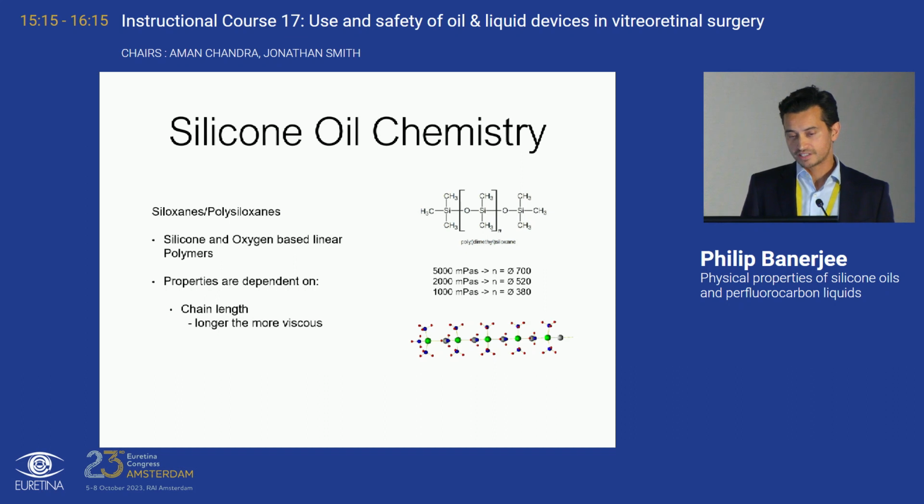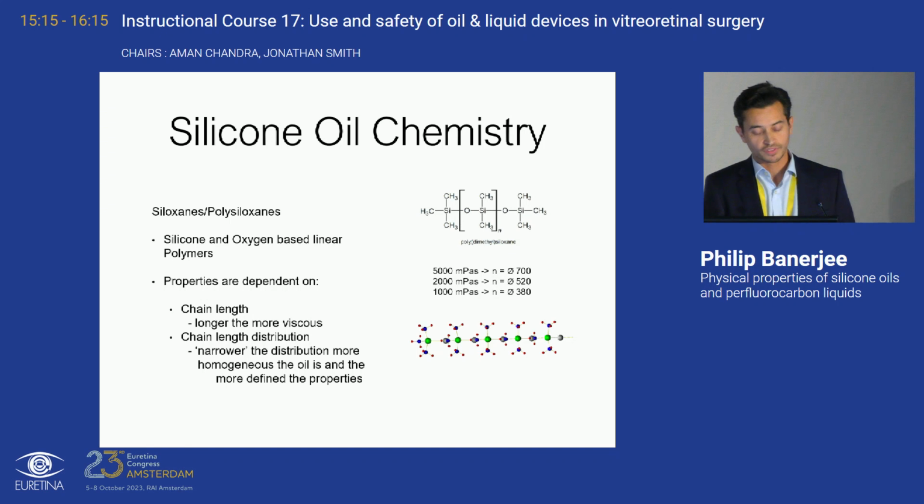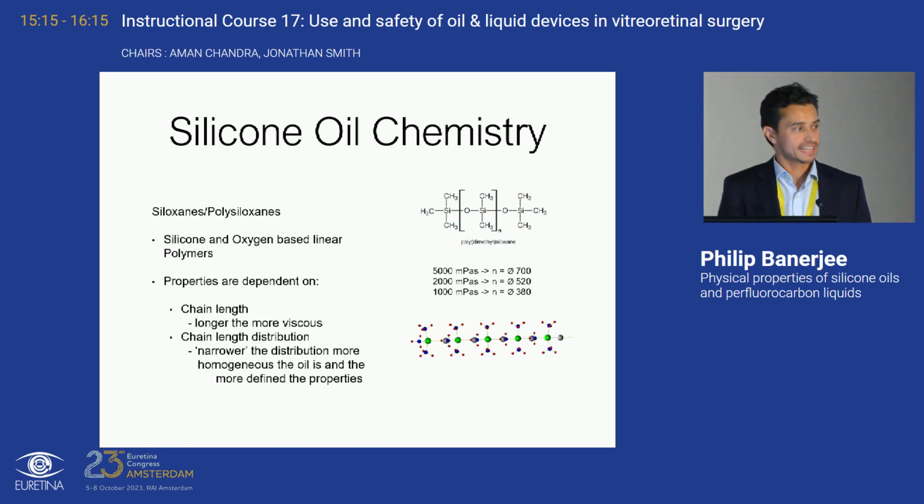So the first property, chain length, is related to viscosity. Also, the greater the proportion of a particular chain length, the greater the homogeneity of the oil. So the narrower the distribution, the more defined the oil properties. The more of a particular chain length you have, the more predictable the substance will be in how it behaves.